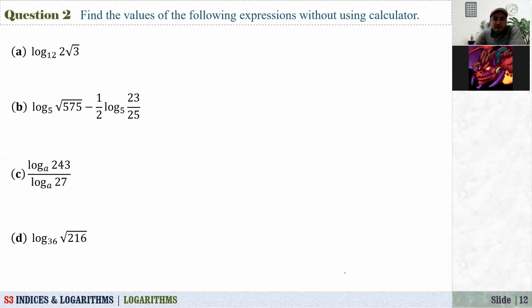Next question, find the values of the following expressions without using a calculator. Let's use green. The first one, it is 12, right? So I can just write it as logarithm in the base 12 of 2 times square root of 3, that's equal to square root of 12. So which is equal to logarithm of, what is square root of 12? That is 12 to the power of 1 over 2. In the base 12, which is equal to 1 over 2, because 1 over 2 comes to the front, and logarithm of 12 to the base 12 is 1.